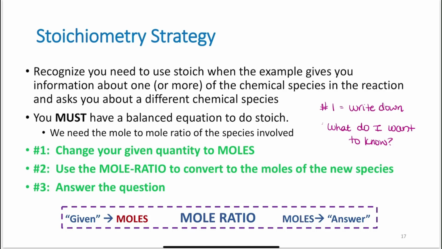We're going to deal with it in gases. We're going to deal with it in energy. So we're going to see stoichiometry come through a lot in this semester. In order to do stoichiometry, you must, no exceptions, have a balanced chemical equation. We need the mole-to-mole ratios of the species involved.